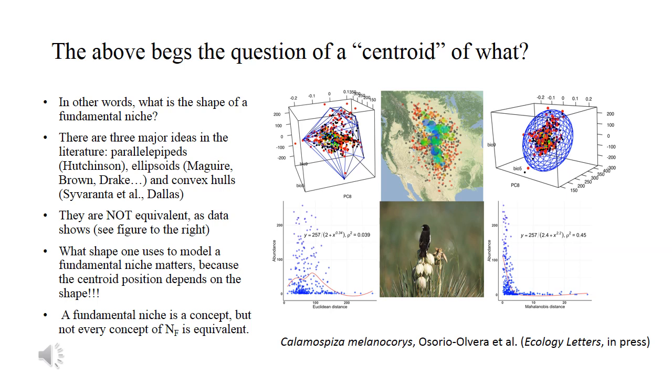much better. So the moral of this story is that although the fundamental niche is a concept, not every concept of fundamental niche is equivalent. Right now, we prefer to use ellipsoids. We know that we will have to modify this eventually in the future.